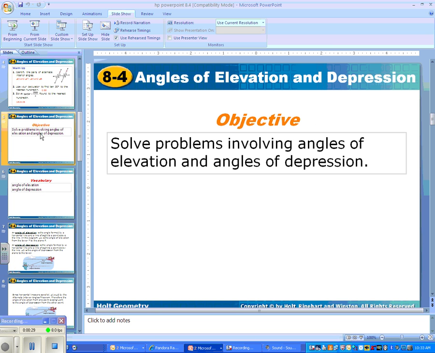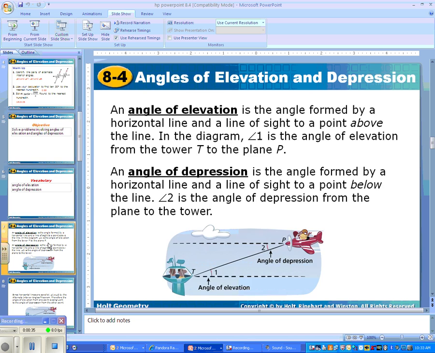If you didn't get them correct, then you probably should go back to the video for 8.3. So again, the objective is to solve problems involving angles of elevation and angles of depression. And what is an angle of elevation and angle of depression? Well, here's a really good picture. An angle of elevation, this guy in the airport tower is looking up at the airplane.